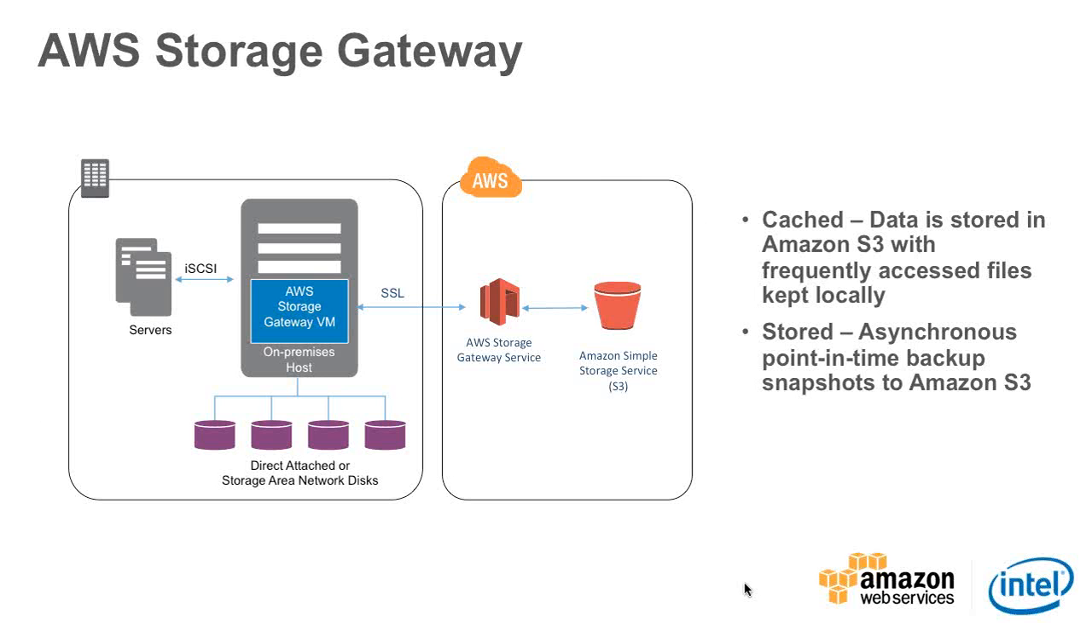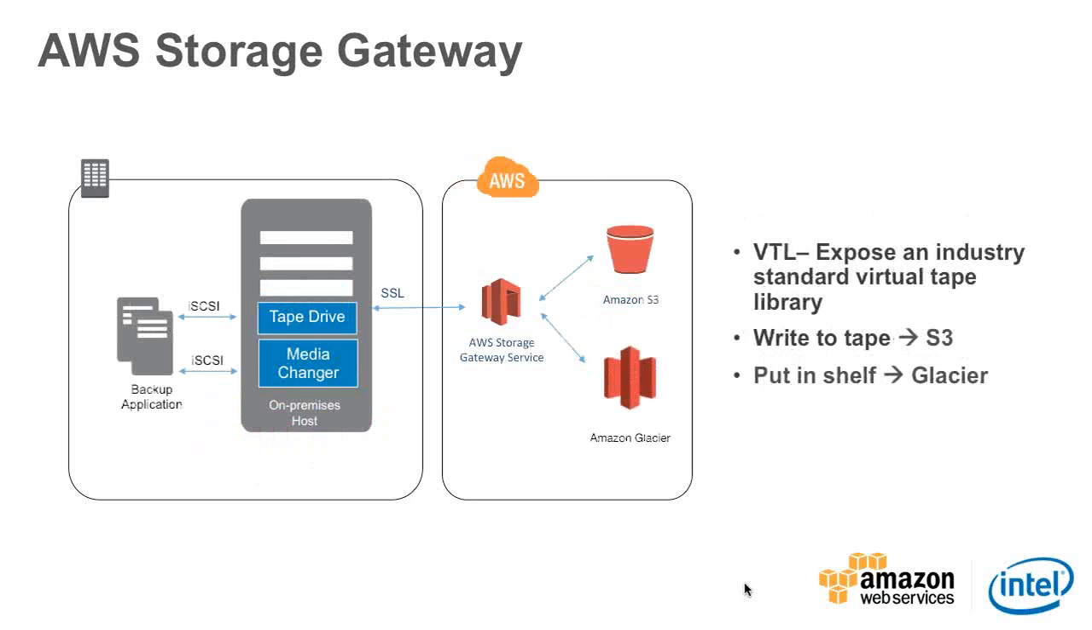I talked about two of those configurations. How about the third one? The third one is the virtual tape library, VTL. This configuration exposes an industry standard virtual tape library to your preferred backup application. Now, what does that mean? Certain backup applications that you currently use might write to actual tape within your data centers. With AWS Storage Gateway service, running it in VTL mode, you can continue to use the backup application that you currently use to write to tape, but you now write to the AWS Storage Gateway service.